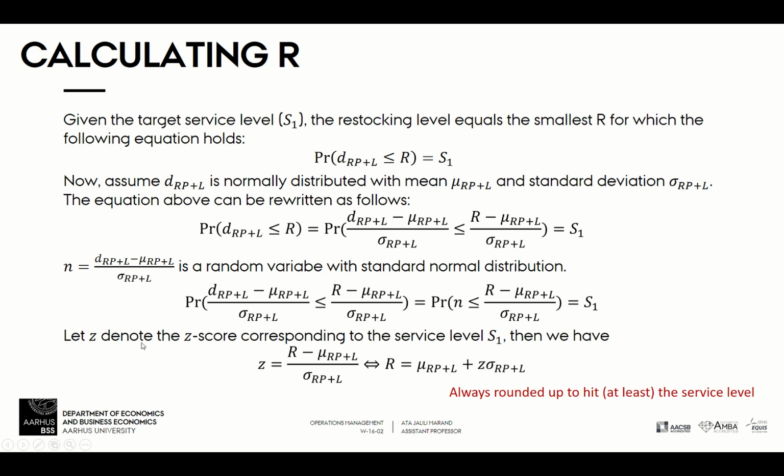To do so, we need to define Z as the z-score corresponding to the service level S1, and then when we get Z based on S1, we have this equation to solve. So we have the Z, we have mu, we have sigma, and to find R, we need to solve this equation for R. So we get this expression here: the restocking level is equal to the average demand over the period Rp plus L plus the safety factor Z multiplied by the standard deviation of demand during Rp plus L.